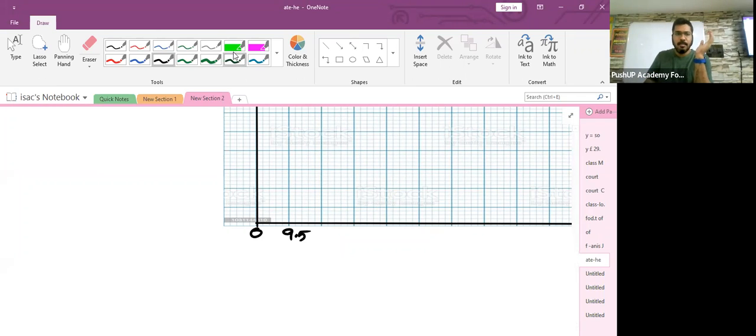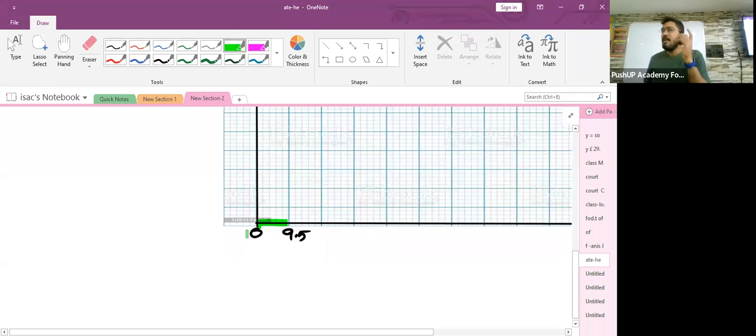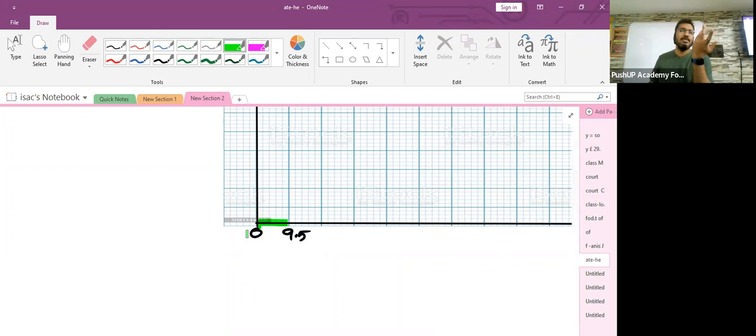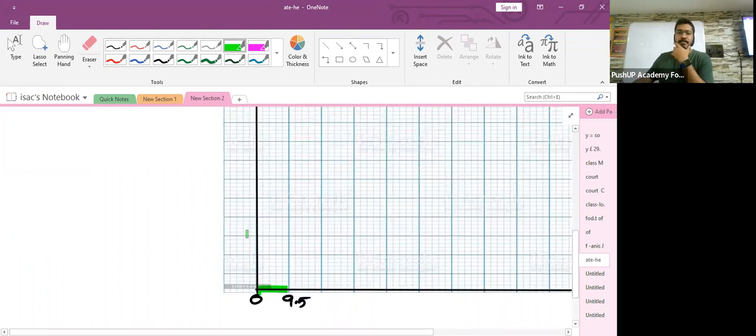This is the first centimeter. Just represent that first centimeter as 0 to 9.5. But please don't ignore the value 0. If you ignore that value 0, that means you are doing something wrong, because you can't directly start from 9.5 on the x-axis, isn't it? You will always start from 0 and then go further on the x-axis. So 0 to 9.5 is mentioned.